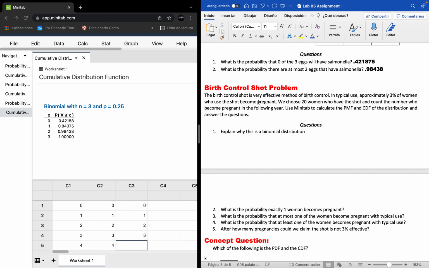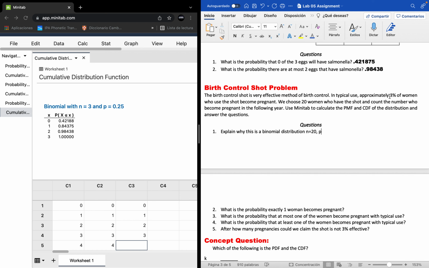The success is to become pregnant for the woman. So the probability of success is 3%. And we are repeating the experiment many times because we are taking into account 20 women. So in this case, yes, it is. And we choose n equal to 20. And the probability of success, or getting pregnant in this case, is 3%.